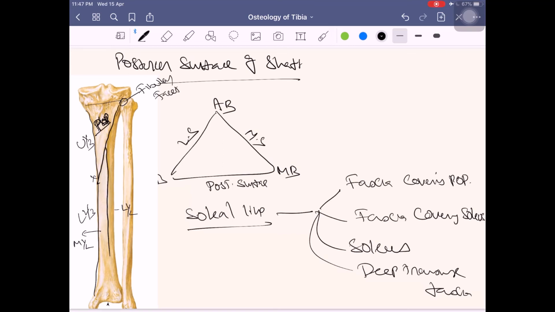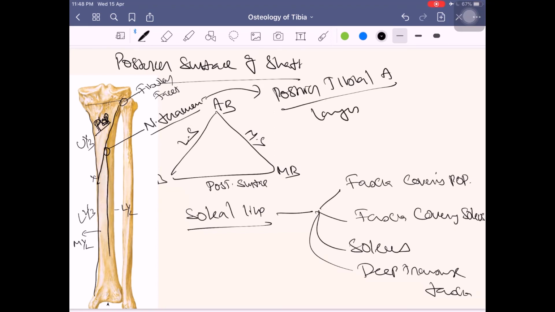Now, if you look at this again, at the upper part of it you will find a nutrient foramen, and through this a nutrient artery will pass, which is a branch of the posterior tibial artery, because we are looking at the posterior part. This is the largest nutrient artery in the entire body.